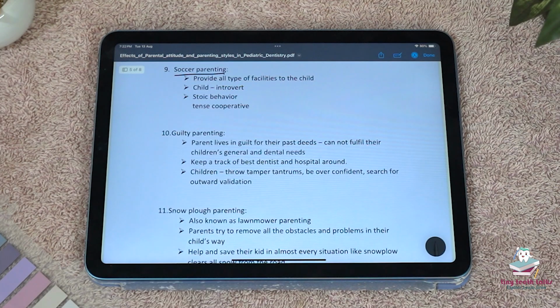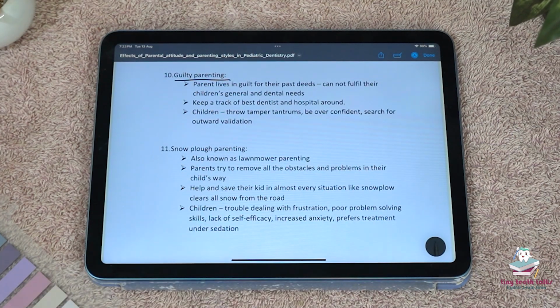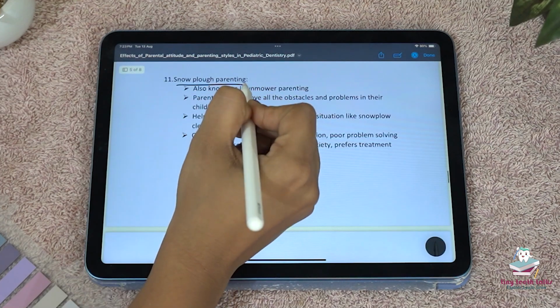Soccer parenting. The parents provide all types of facilities to the child. The child becomes introverted, and they might show stoic behavior and tense, cooperative behavior during dental treatment. Guilty parenting. Parents live in guilt for their past deeds, feeling they cannot fulfill their children's general and dental needs, so they keep track of the best dentist and hospital around, and children might throw temper tantrums, be overconfident, and search for outward validation.